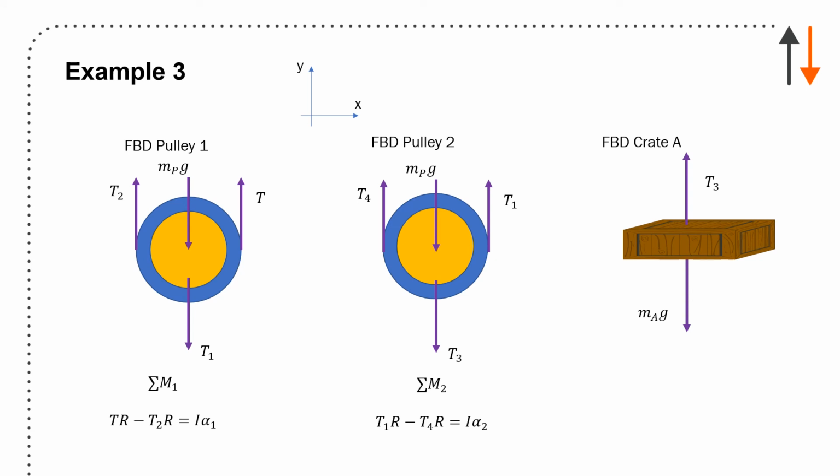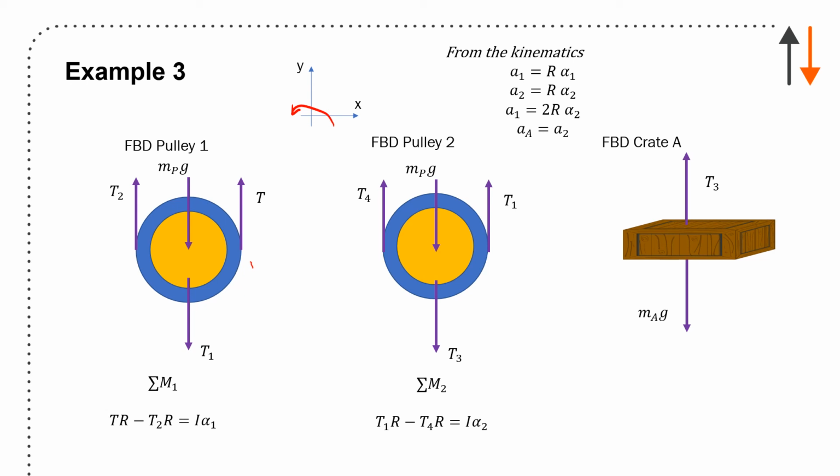I have to look at the moments. And as usual, I have forgotten to put in part of my diagram, but there it is. Positive is the counterclockwise direction by convention. So TR minus T2R equals I alpha 1. For pulley 2, T1R minus T4R equals I alpha 2. So there we go. That's everything. There are no moments about the crate because there's nothing going through anything but the center of mass.